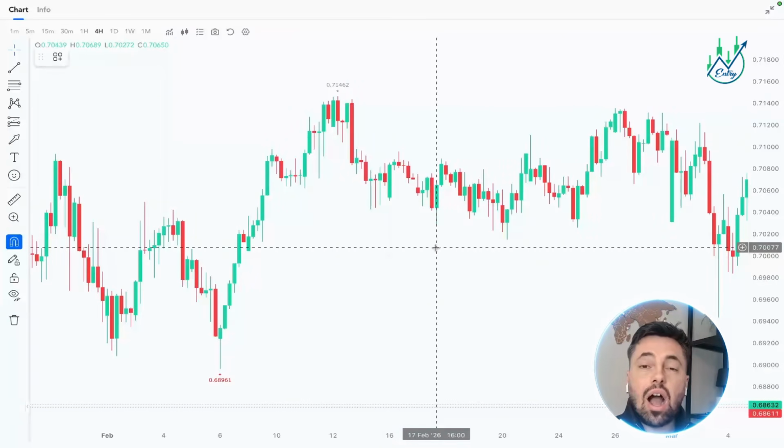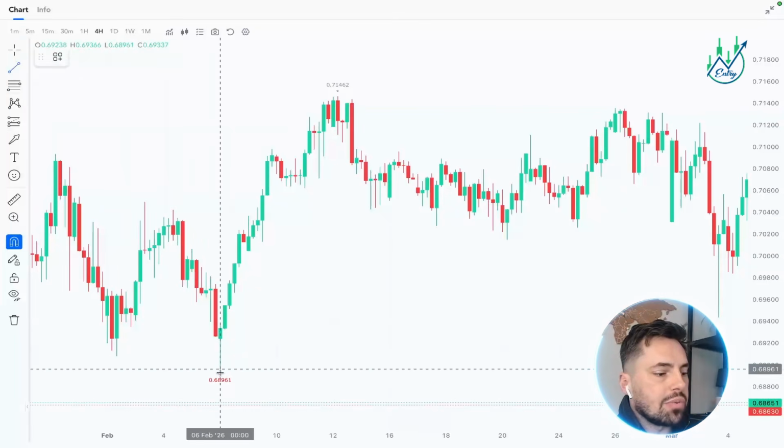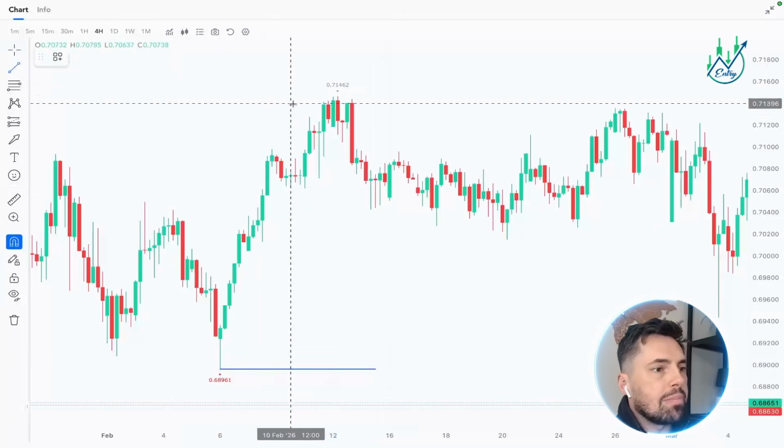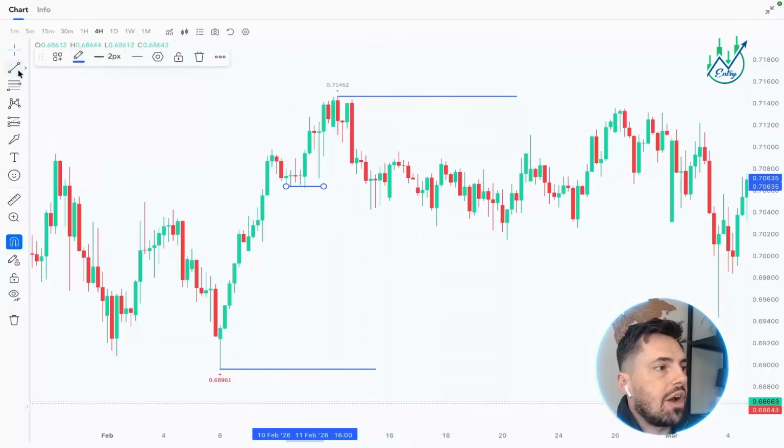In CRT, I split liquidity into 2 categories: ERL, external range liquidity, and IRL, internal range liquidity. They sit at different places on the chart and serve different purposes in how price moves. ERL sits at swing highs and swing lows, the obvious turning points you can see on any chart. They are external to the range price is currently trading in.